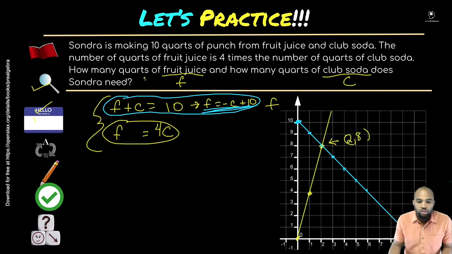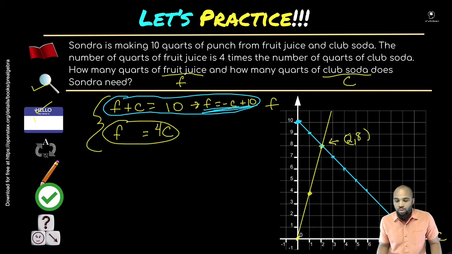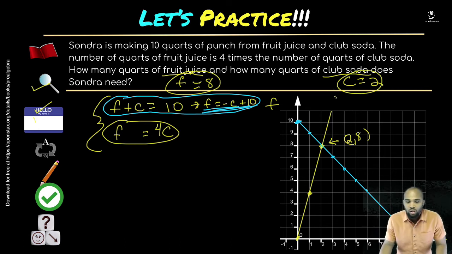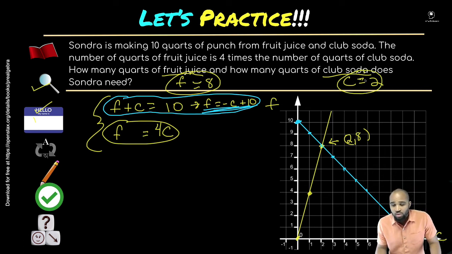So how many quarts of fruit juice? Well, 2 represented my x-axis, which is my C. So it's 2 cups of club soda and 8 quarts of fruit juice and 2 quarts of club soda. So that would be my solution there to answer that question.